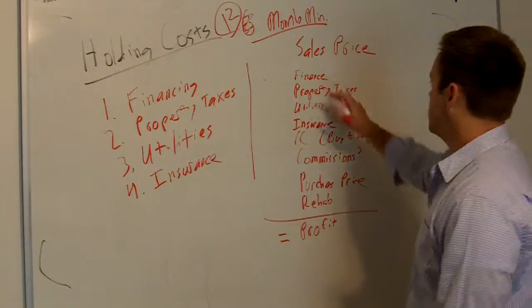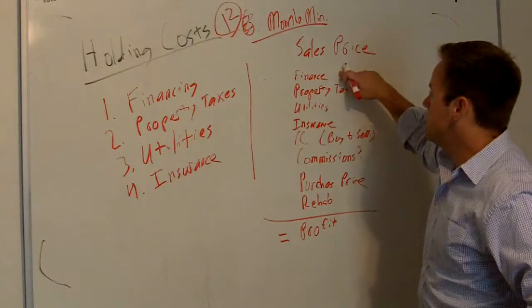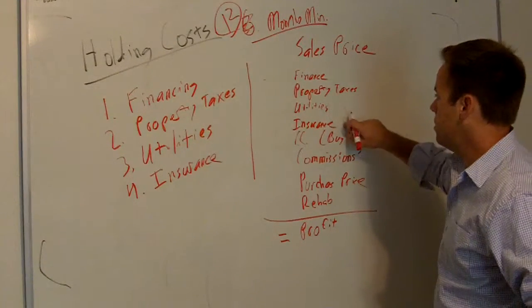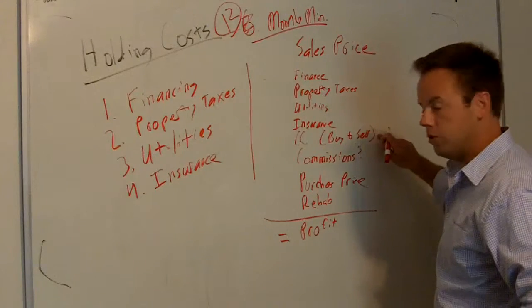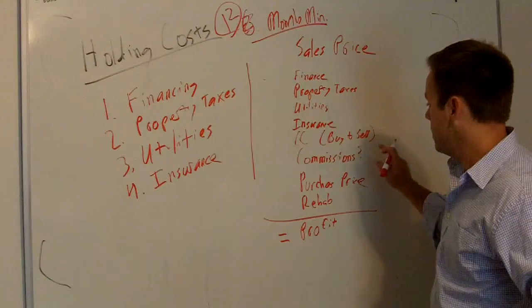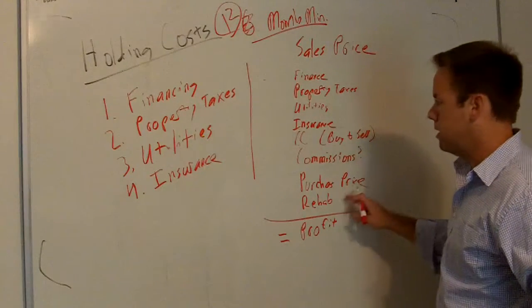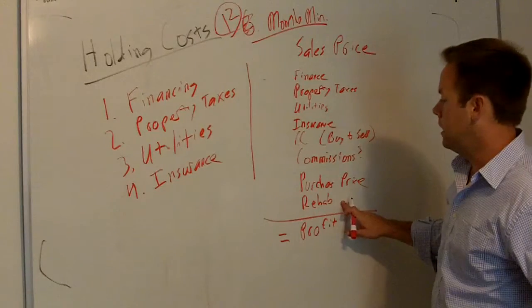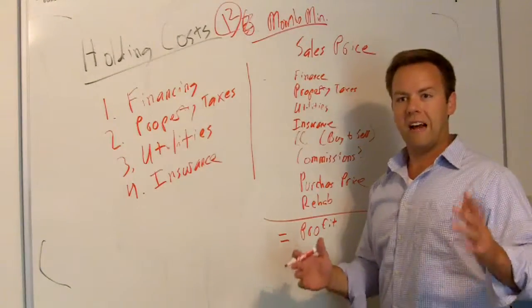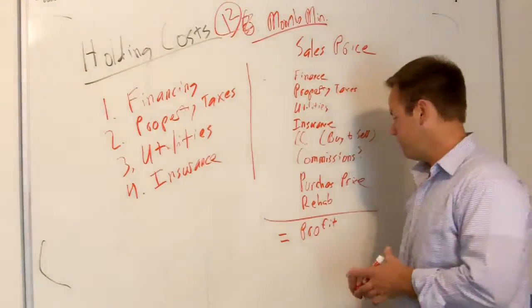All right, so sales price, that's what you're selling it for at the end, minus your financing costs for the time that you're holding it, minus your property taxes, minus your utilities, minus your insurance, minus your closing costs to purchase and to sell it. And that includes title insurance, by the way. Minus any commissions if you're paying that, minus the purchase price, minus the rehab, and that'll give you your true net profit. So, how do you figure out how much you're actually going to walk away with at the end of the day on a project?